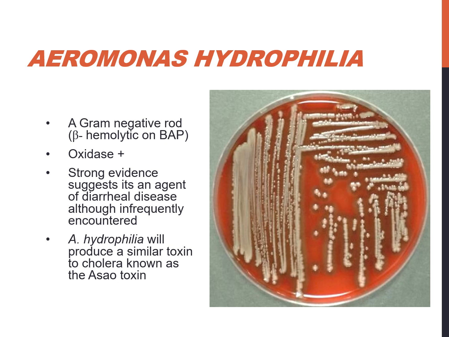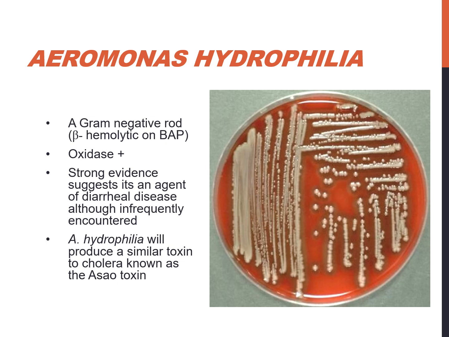It's going to be beta-hemolytic on blood agar, so all the time that we're dealing with stool cultures, we're always looking for beta-hemolytic oxidase-positive organisms. That could be a Vibrio or it could be an Aeromonas. Okay? If you have an oxidase-positive beta-hemolytic organism on blood agar, this strongly suggests that you are dealing with Aeromonas hydrophilia. Aeromonas hydrophilia will produce a toxin known as the asaotoxin.